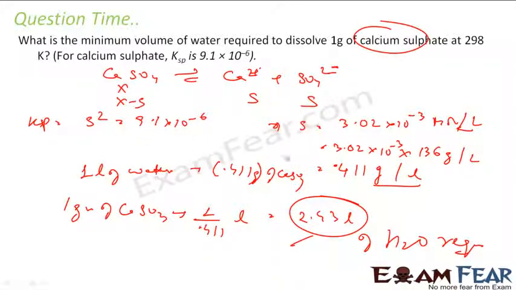You just found the value of s, and s came out to be this many moles per liter. We convert this into gram per liter. That means 0.411 gram per liter of calcium sulfate can be dissolved. That means 1 liter of water will dissolve 0.411 grams. So 1 gram of calcium sulfate needs 2.43 liters of water.